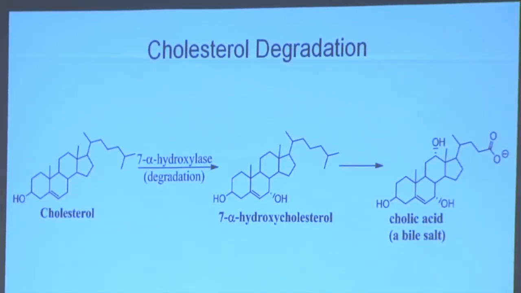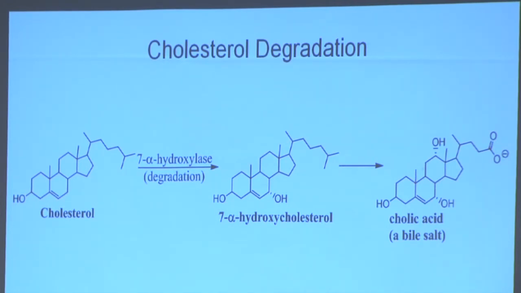So cholesterol degradation: if you have too much cholesterol, you can turn it into bile salts. What are bile salts? Where do you find them? Liver. Where does your liver send bile salts? To the gallbladder, and the gallbladder then transfers them to your small intestine. What are they used for? Break down fat.